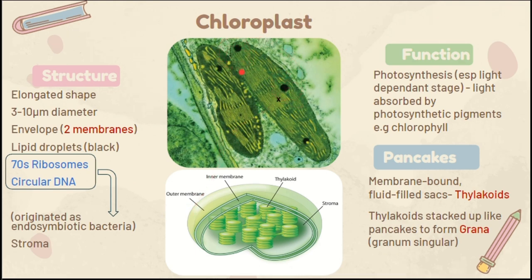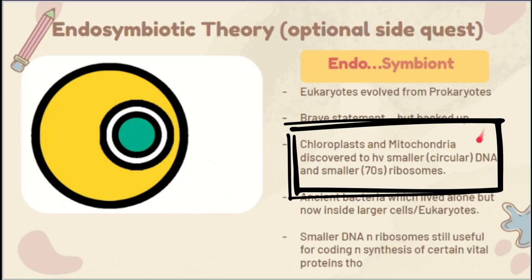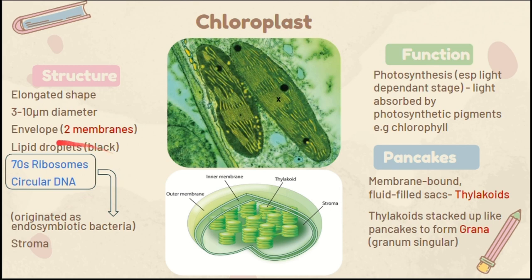These guys have so much going on, they might as well be their own cell. Oh, right. Yeah, they have their own 70S ribosomes and circular DNA too. The material or a fluid inside the chloroplast is called the stroma, not including these pancake-looking thingies. Those are the thylakoids. Each thylakoid is a membrane-bound, fluid-filled sac. Stack multiple thylakoids on top of each other and you get a granum, and the plural of that is grana.